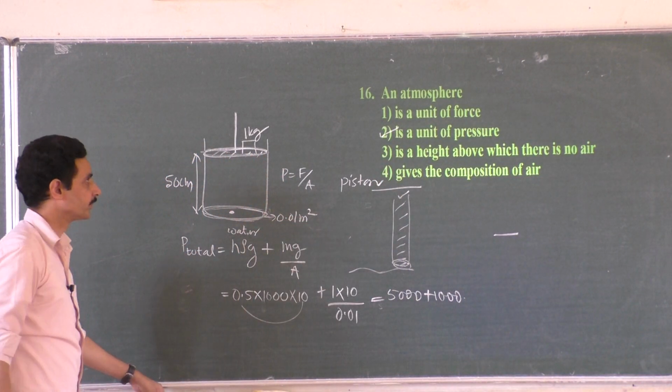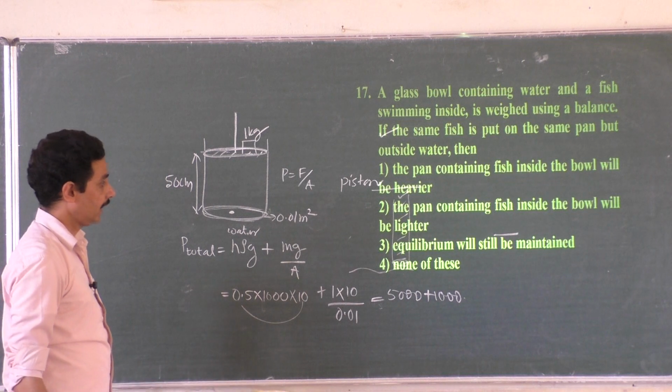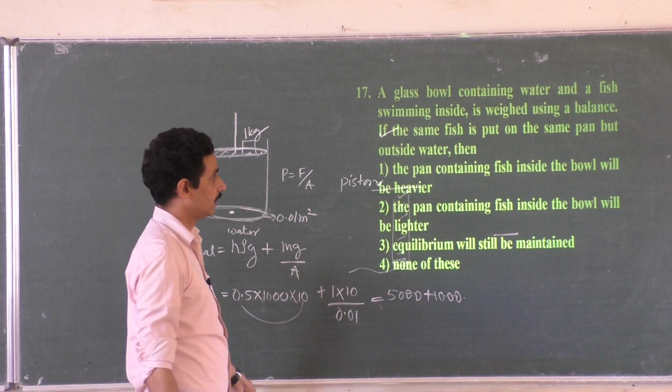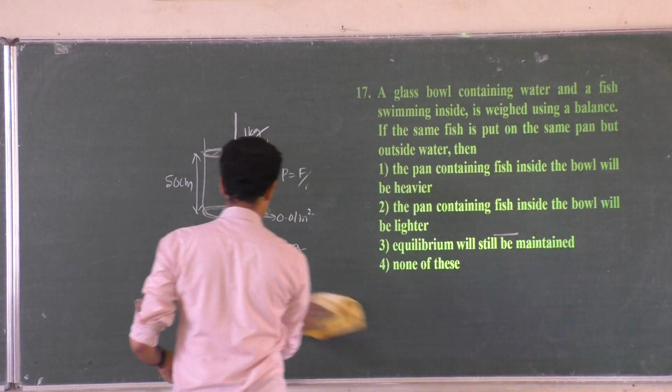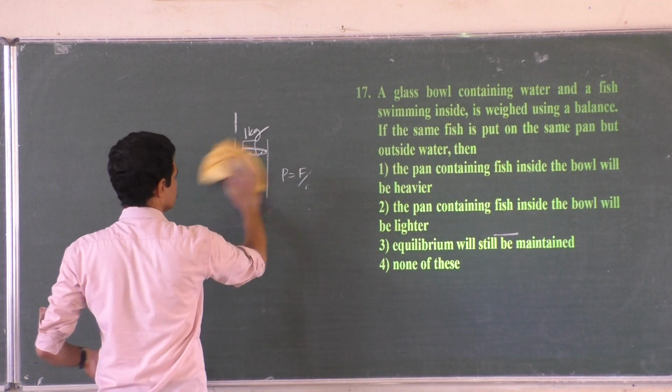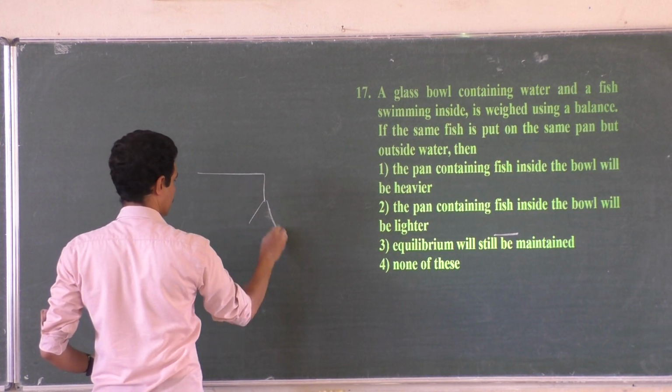Second one, 17. A glass bowl containing water and a fish swimming inside is weighed using a balance. There is a balance like this.